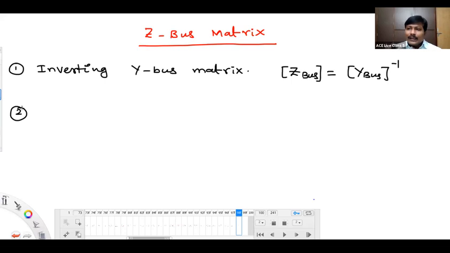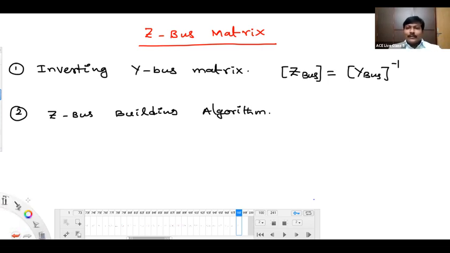But nowadays, we have good technology with MATLAB or Python programming, so we can find the inverse of the Ybus easily with one click in the computer. In present days, people go with inversion of the Ybus only. But in olden days, we had a method called the Zbus building algorithm.